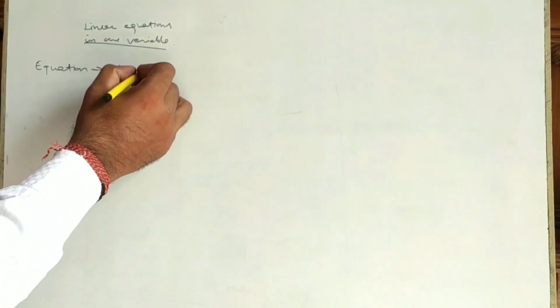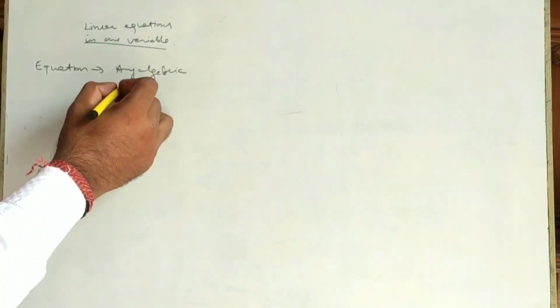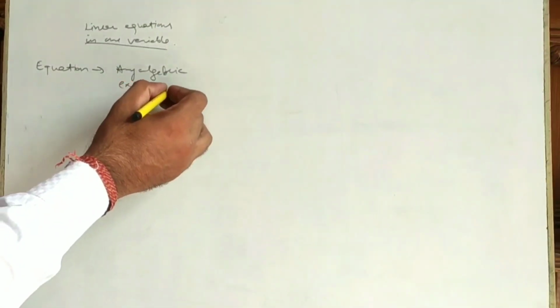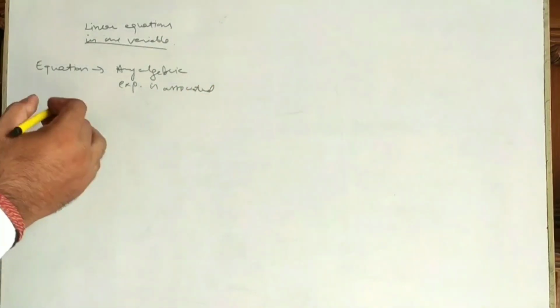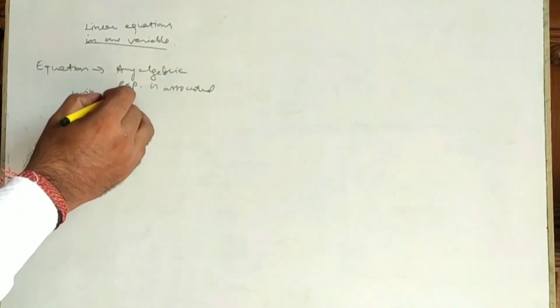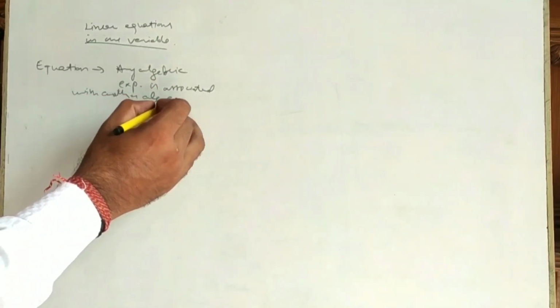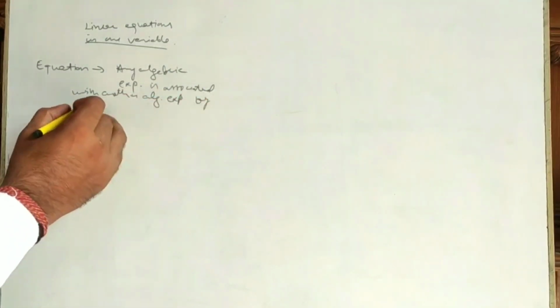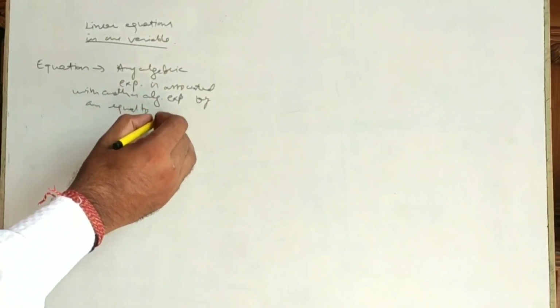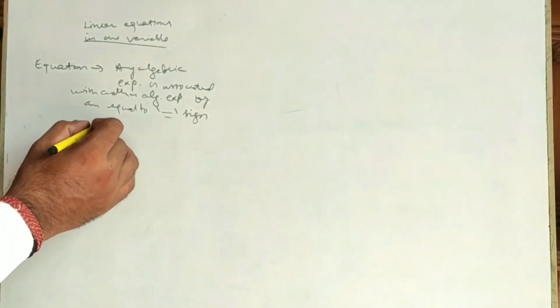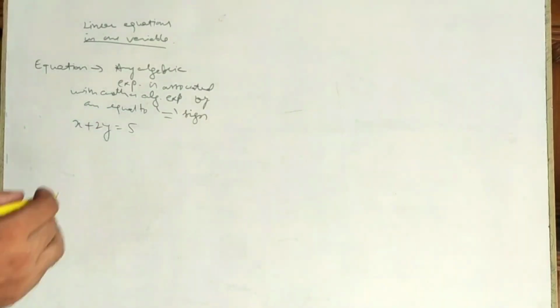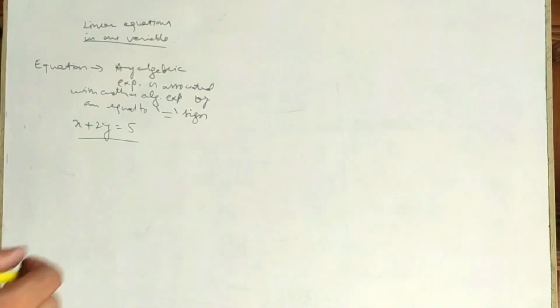An equation is when any algebraic expression is associated with another algebraic expression by an equal to sign, then it becomes an equation. Suppose we have x plus 2y is equal to 5. This is a type of equation.